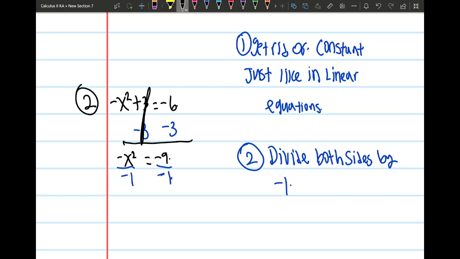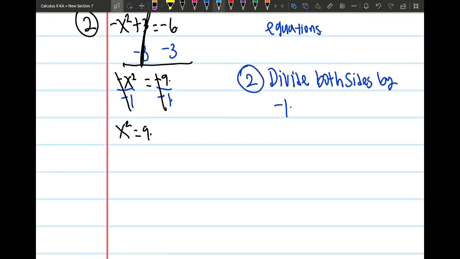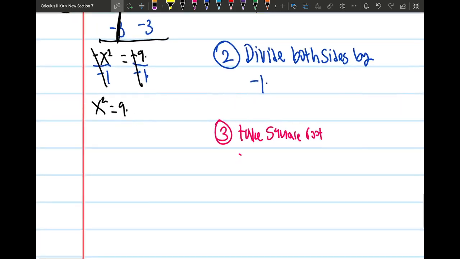So then this would give us x squared. So the negative cancels out here, and then also the negative cancels out, is equal to 9. And lastly, my third step, take the square root and do plus or minus, the solution, basically. So you would take the square root, just like we did before.